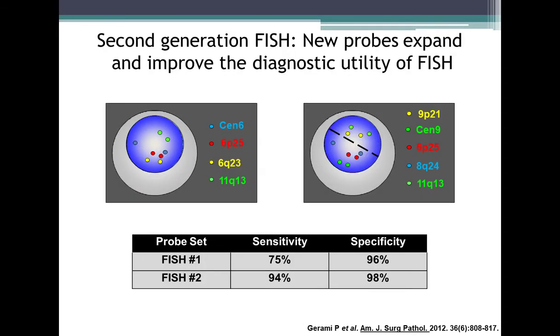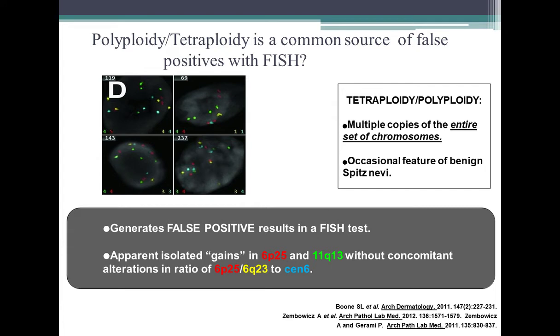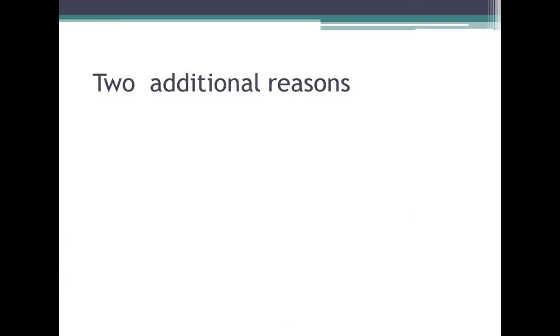And as I said earlier, the challenge was the sensitivity and specificity along with the cutoff for these sets of probes. The added disadvantage was polyploidy and tetraploidy, which was a common source of false positives with FISH in these lesions.